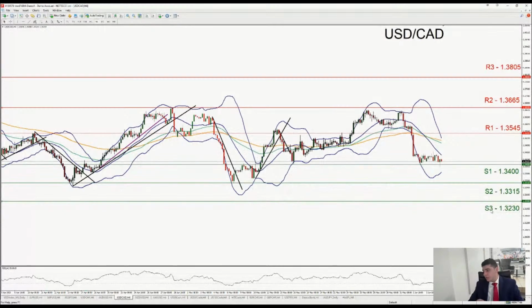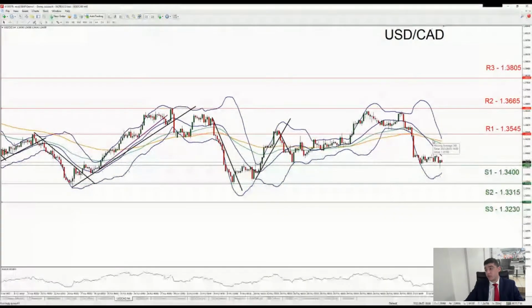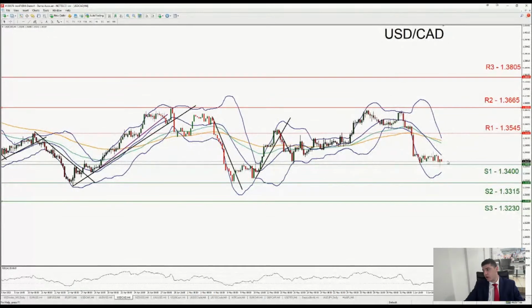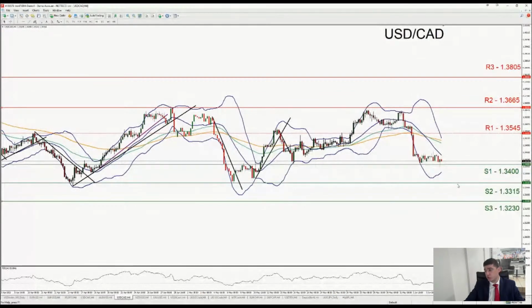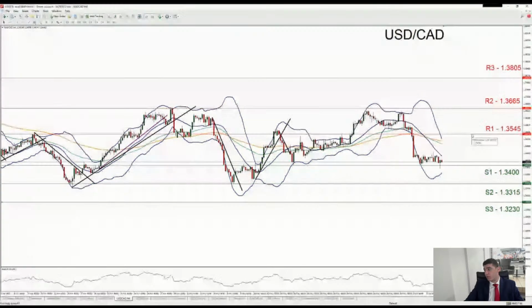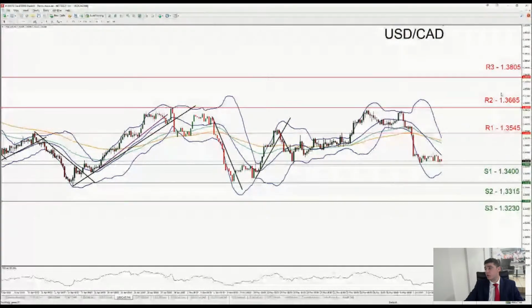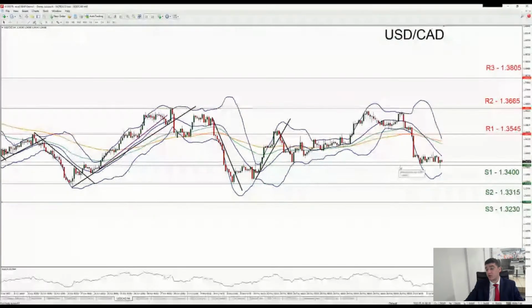So we maintain a bearish outlook for the pair, the dollar against the Canadian dollar, as the RSI figure is running along 30, hinting at a bearish sentiment within the market. In addition, it is moving slightly lower. So for our bearish outlook to continue, we would like to see a clear break below S1 with the move towards potential support at S2. However, for a bullish outlook, we would like to see a clear break above R1 at 1.3545 with the move towards R2 at 1.3665. And once again, keep in mind R1 was support, now turned resistance.